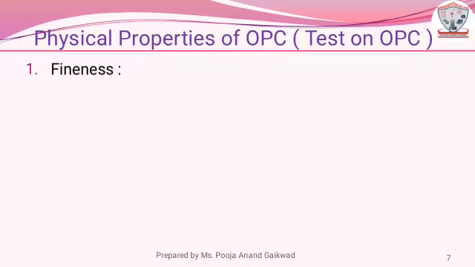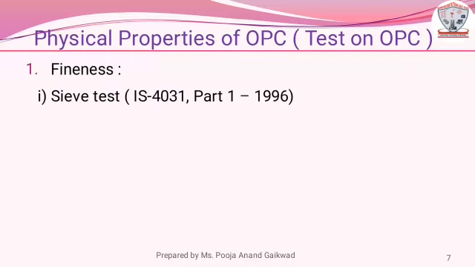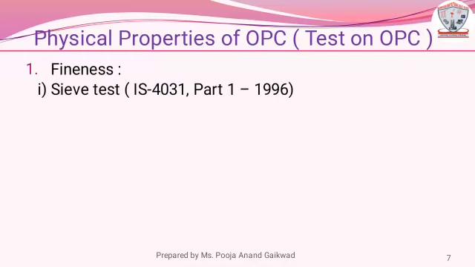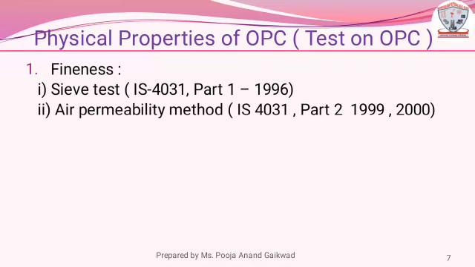First is fineness. It refers to the size of grains or particles of cement. Fineness of cement can be determined by two methods. Sieve test, Indian Standard 4031, Part 1, 1996. Air permeability method. For this we refer Indian Standard 4031, Part 2, 1999, 2000.